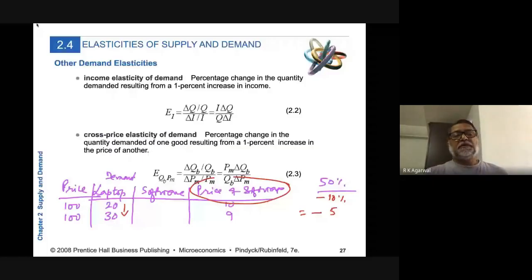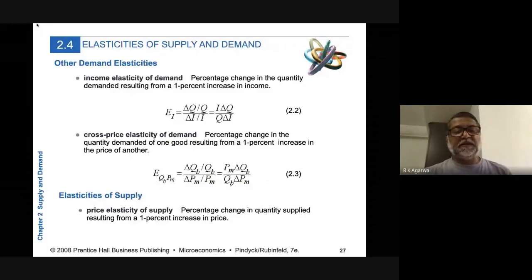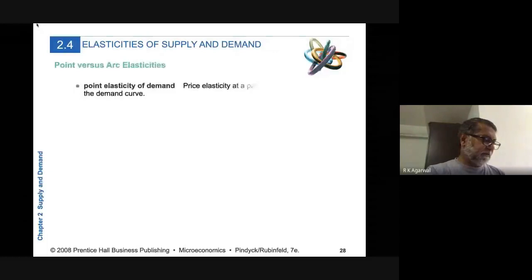So this is cross price elasticity. And then one of the most important elasticities, on which I have done my PhD in economics, is the elasticity of supply. How do we calculate price elasticity of supply? So instead of demand, we have replaced the word with supply. So percentage change in quantity supplied resulting from a 1% increase in price. So how will we write the formula of this thing? How will we write the formula of supply elasticity?